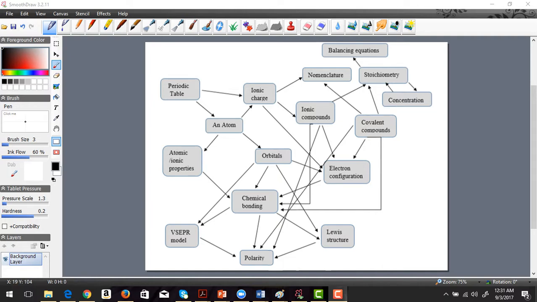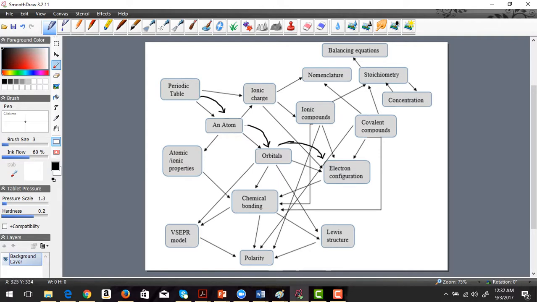Welcome back to week 3 discussion of ionic covalent compounds, transition metal compounds. Now I do want to refresh where we are on the concept map. This is where we started. Our periodic table was the first place where we started. Then we traversed through the periodic table to an atom. We learned about orbitals, and then we learned about electronic configuration.